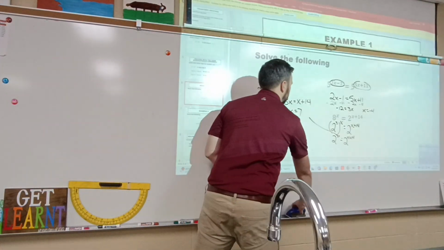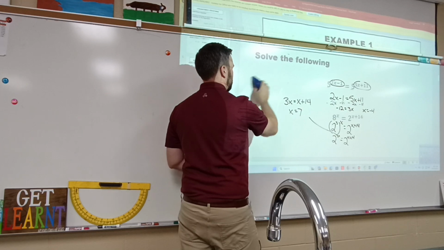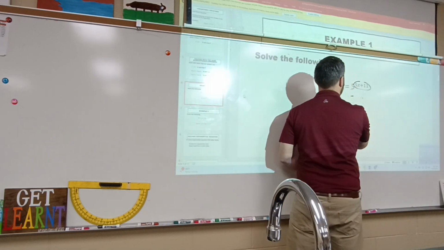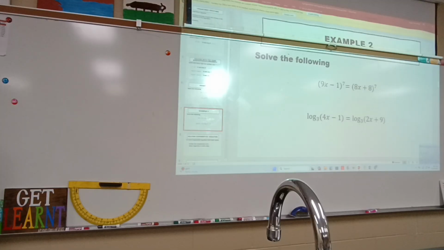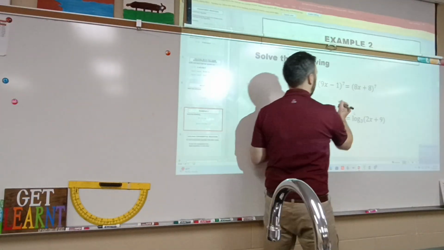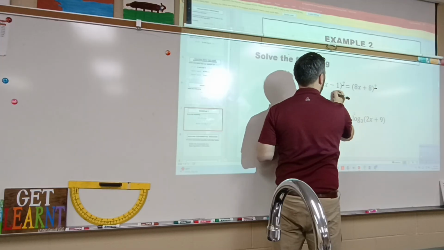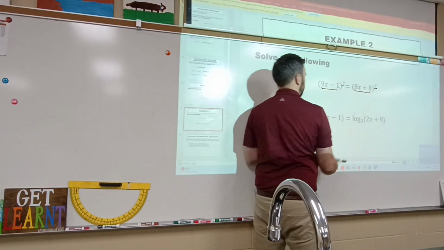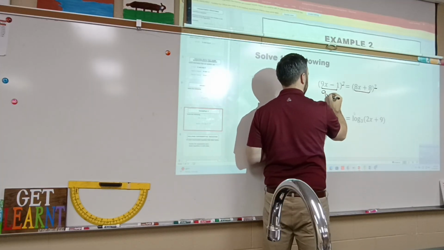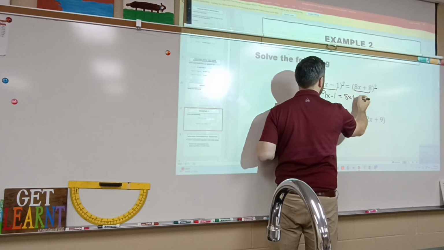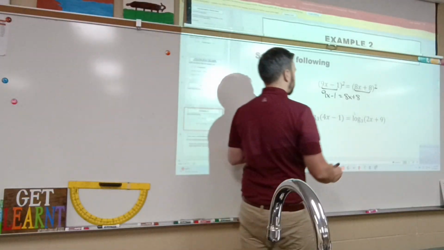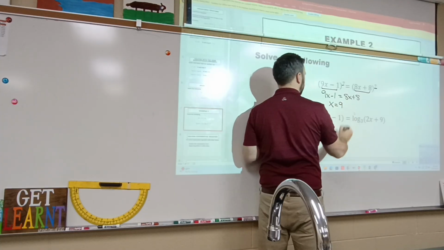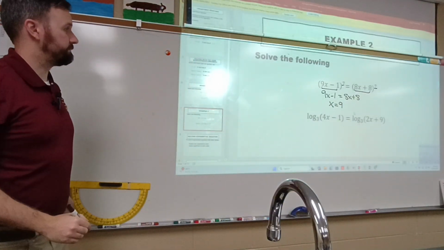Some of you guys might have tried it. All right, all right, all right. Oh no, look at this. Are they being taken to the same power? Yeah, they're both being taken to the 7th. As long as those are the same, what do I know has to be true about these two pieces? They're the same. 9x minus 1 equals 8x plus 8. You guys see where I'm getting that from? This one you'd get x equals 9 if you solve it.